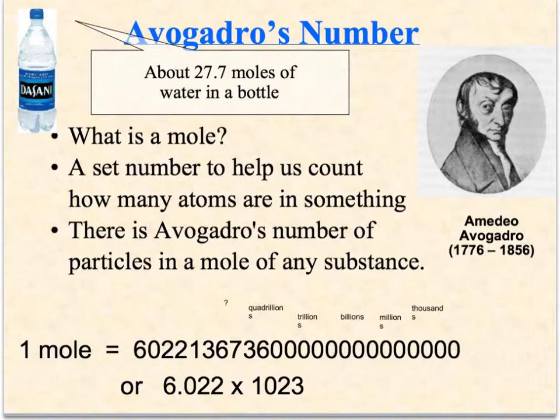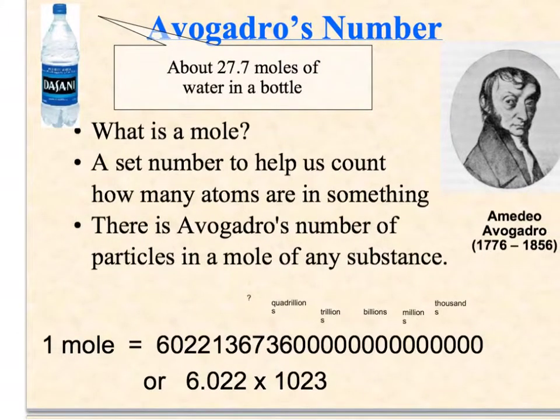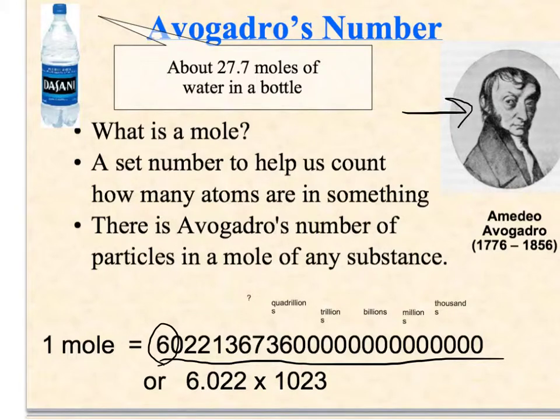The mole number is 6.02 times 10 to the 23rd power, or you can see it written out here at the bottom of the screen. It's a very long number. Basically, it's 6 with 23 zeros after it. Huge number. The mole number is named after Amedeo Avogadro, you can see here, and he is the man that came up with this number.